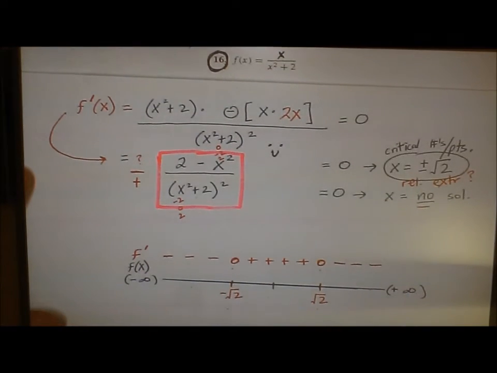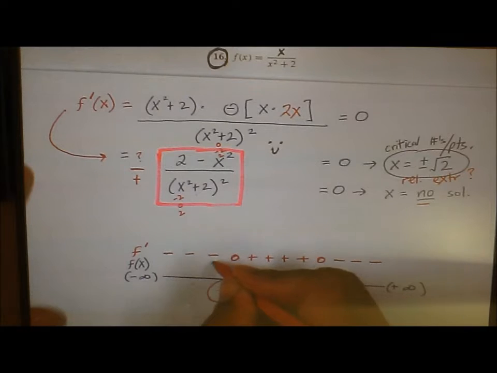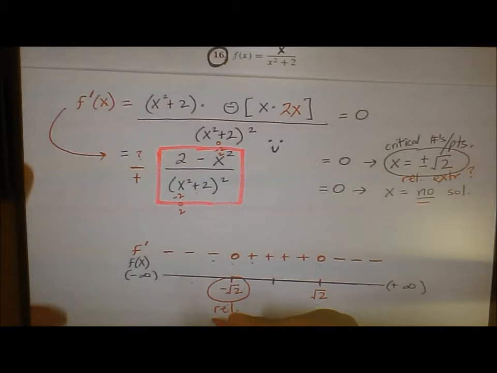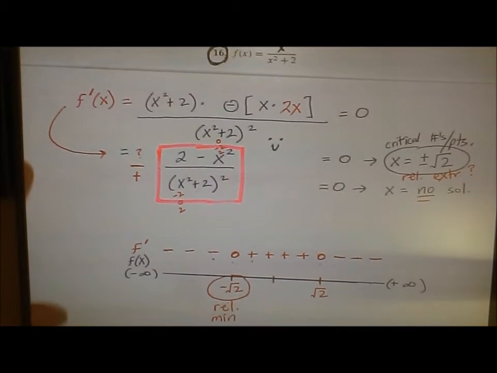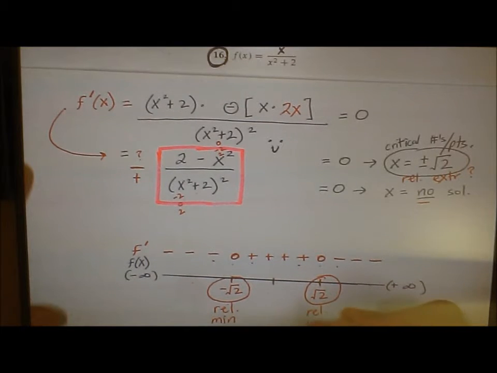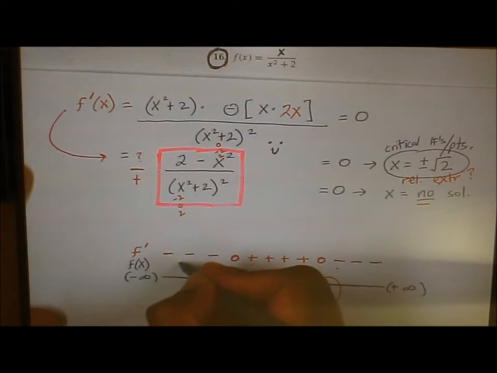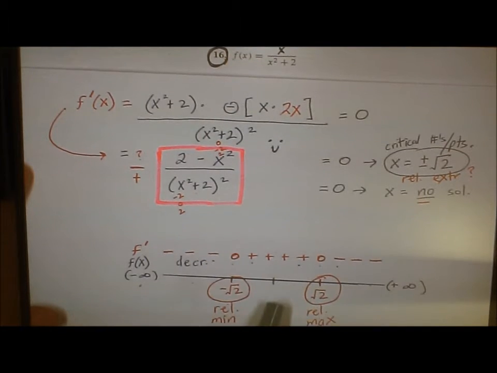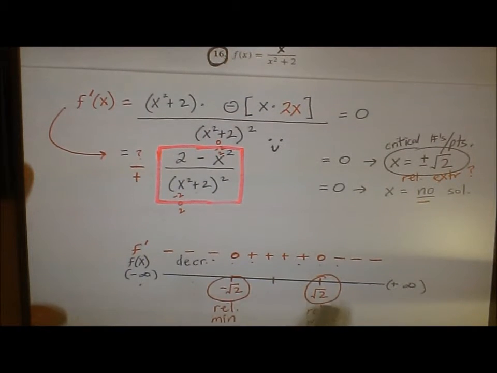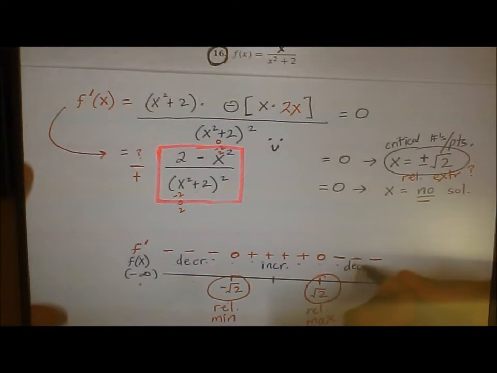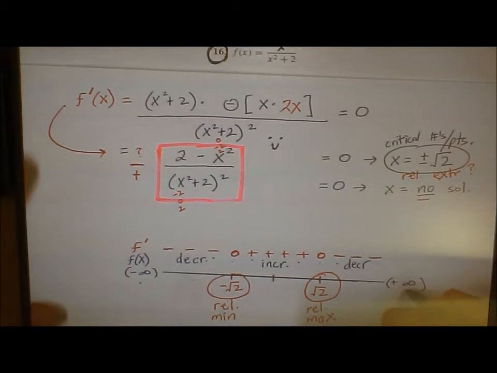Okay, so now I know, because I have a sign change, that this is a relative extrema, more specifically, a relative minimum. And because there's a sign change here, this is also a relative extrema, more specifically, a relative maximum. And now I know all my intervals of increase and decrease. This here, from negative infinity up to negative root 2, is an interval of decrease. The one between the negative root 2 and positive root 2 is an interval of increase. And then here, I have a decreasing interval from positive root 2 up to infinity.